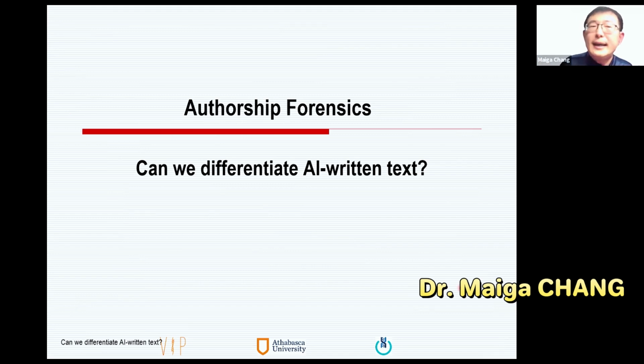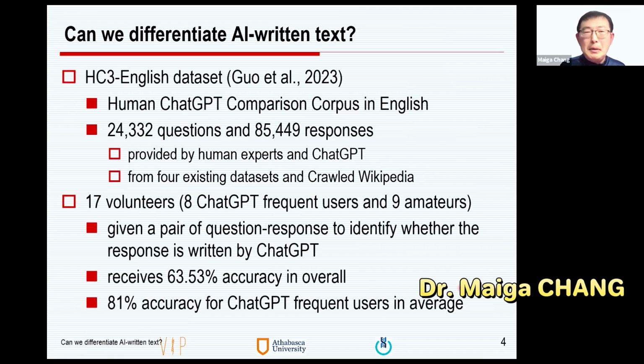Can we differentiate AI-written text? So many people have already started doing some kind of evaluation. First of all, they're trying to find out if you, as a human being, can identify a piece of work done by ChatGPT or generative AI rather than a human being. So one group of researchers tried to collect 24,000 questions and their responses from very general, commonly seen platforms like Stack Overflow, like other kinds of Q&A platforms. They also created some responses by using ChatGPT.